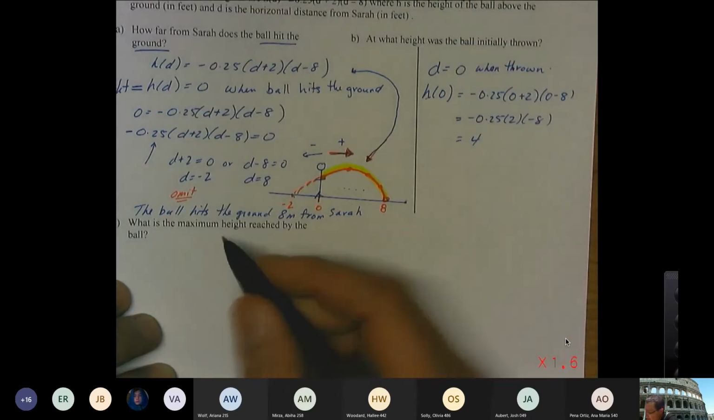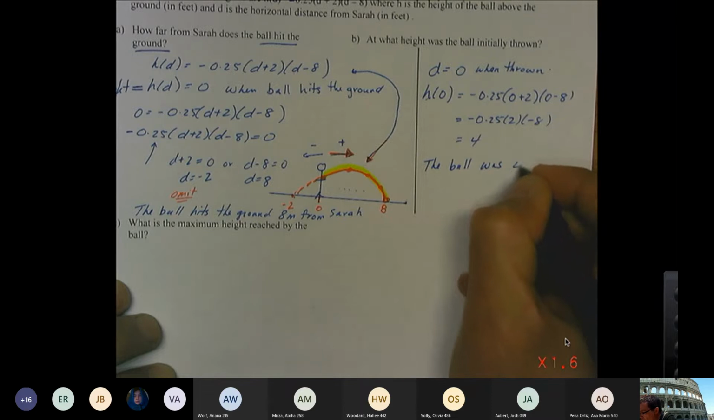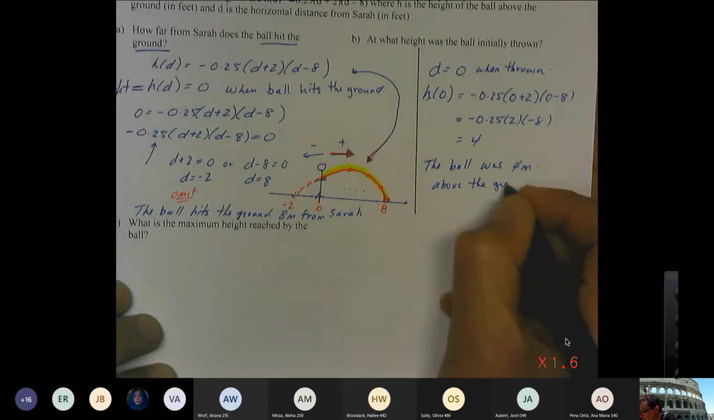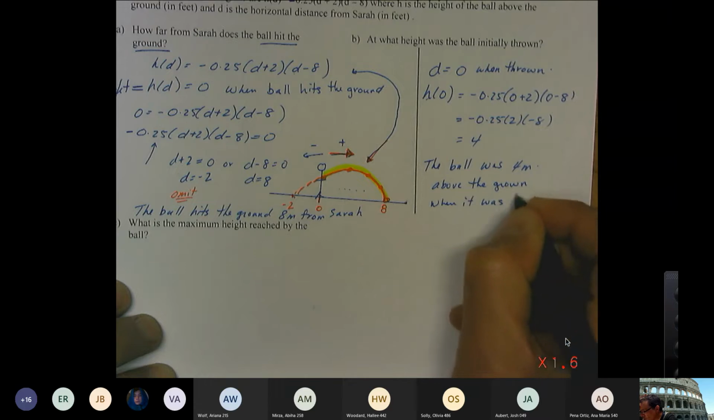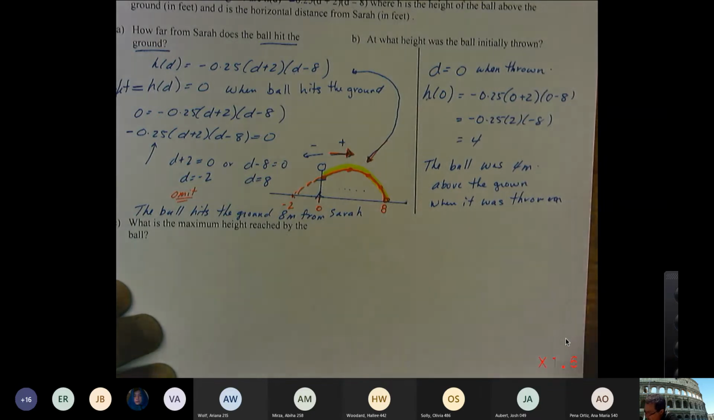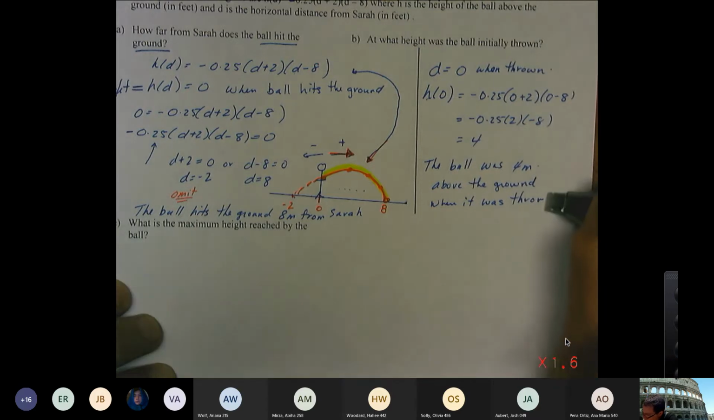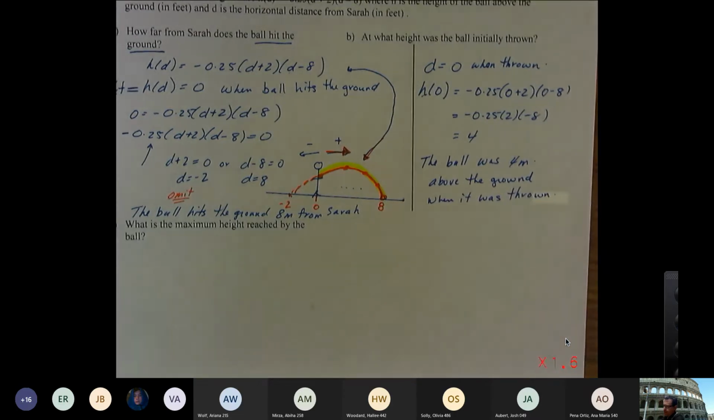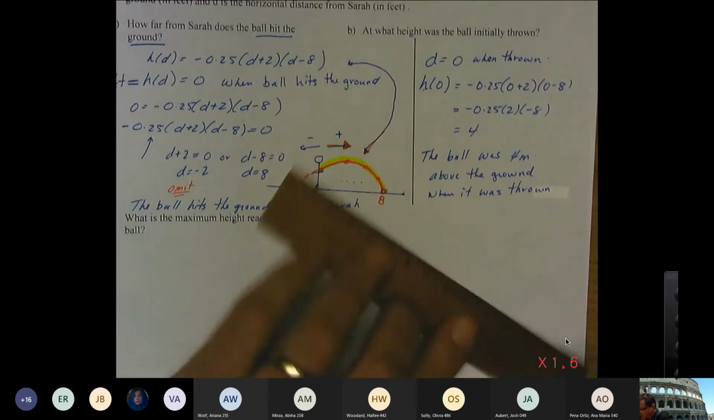So what does that mean? That means that the ball was 4 meters above the ground when it was thrown. I can't spell. I'm really bad. Above the ground. And perhaps we should put thrown. What that means is that Sarah's height here must be 4 meters.